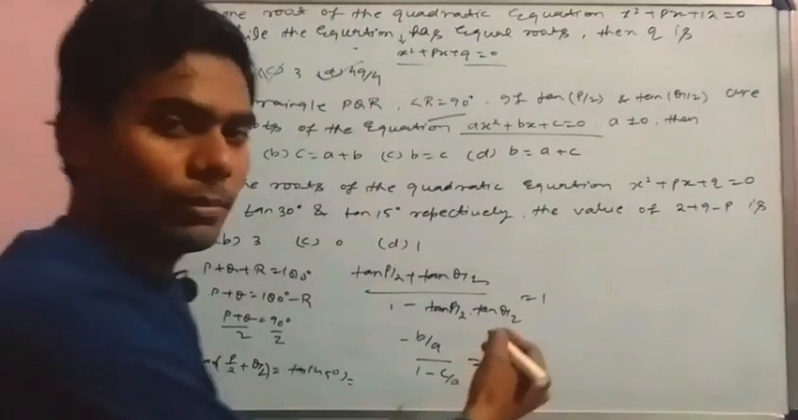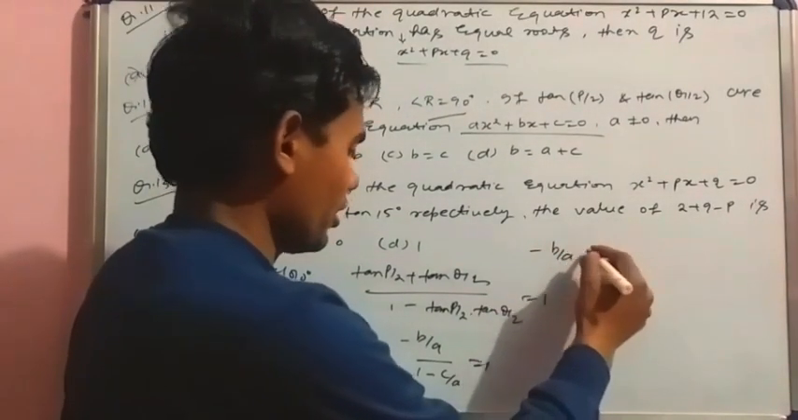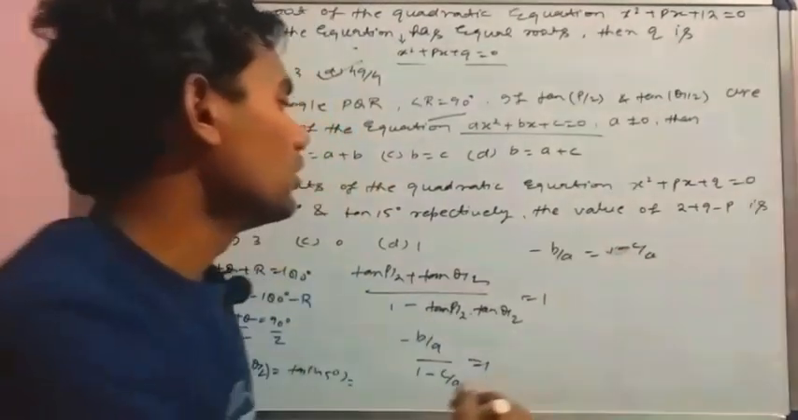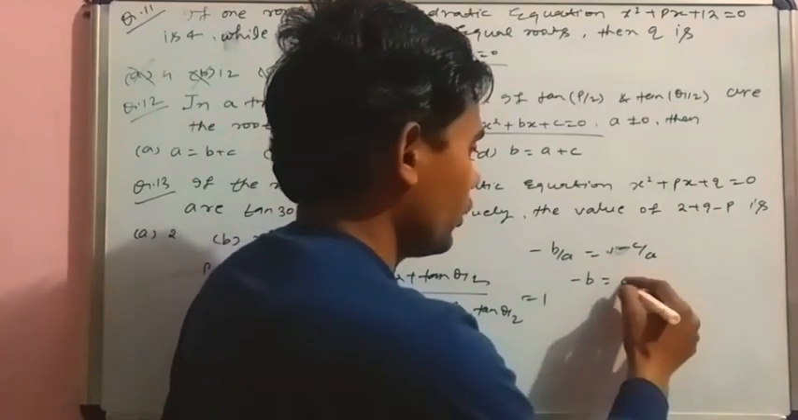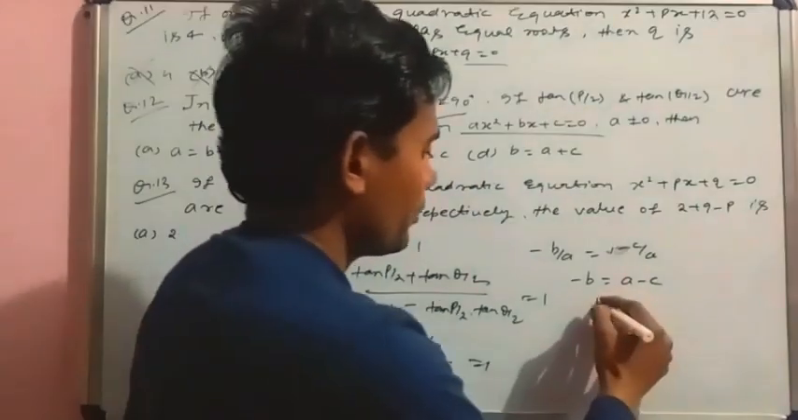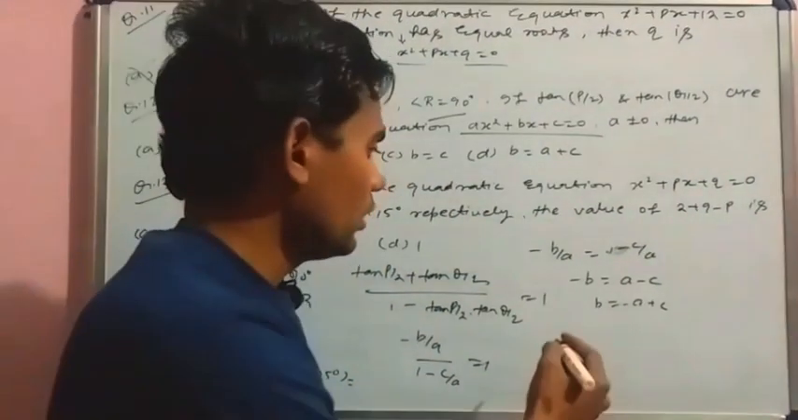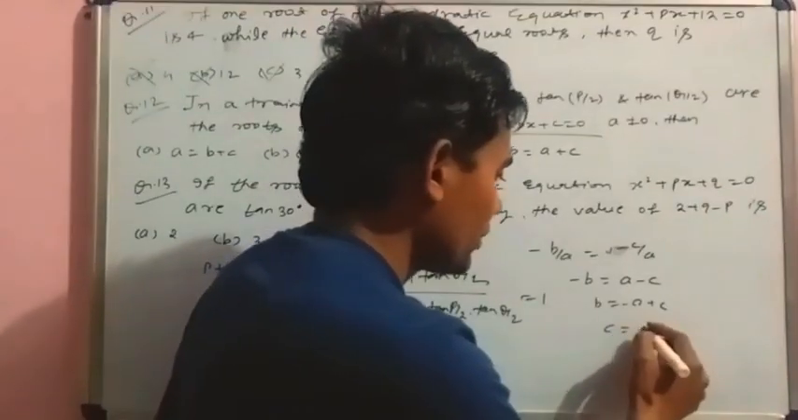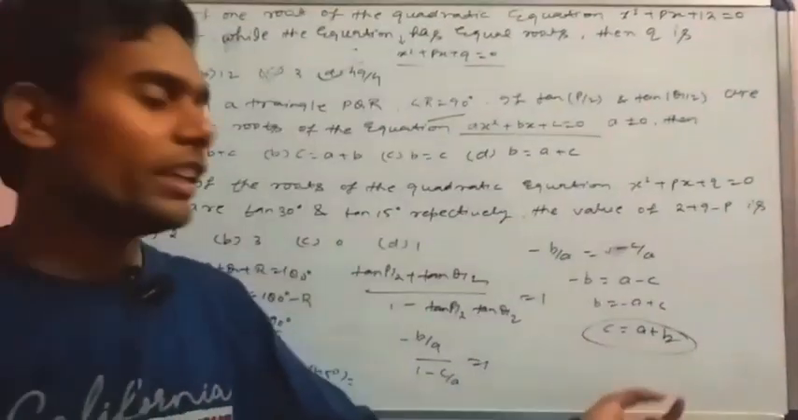So minus b by a divided by 1 minus c by a is equal to 1. If we simplify this equation, minus b upon a is equal to 1 minus c by a, so minus b is equal to a minus c, and dividing by the minus sign on both sides, b is equal to minus a plus c. If we find the value of c, then c is equal to a plus b. This is the relation between a, b and c.